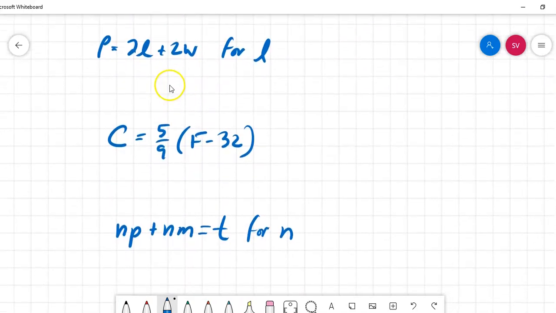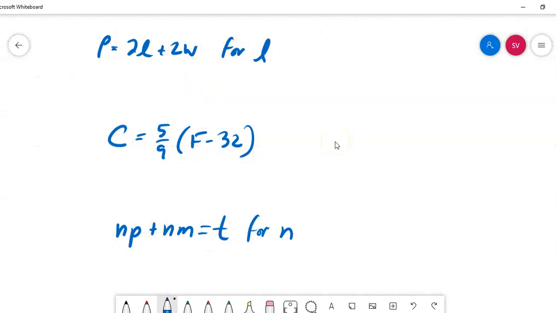Let's look at another one here. P is equal to 2l plus 2w. So noting where the equal sign is, the 2w is attached to the l by addition, so I want to subtract it. I want to do the opposite. They cancel, so I get p minus 2w is equal to 2l.